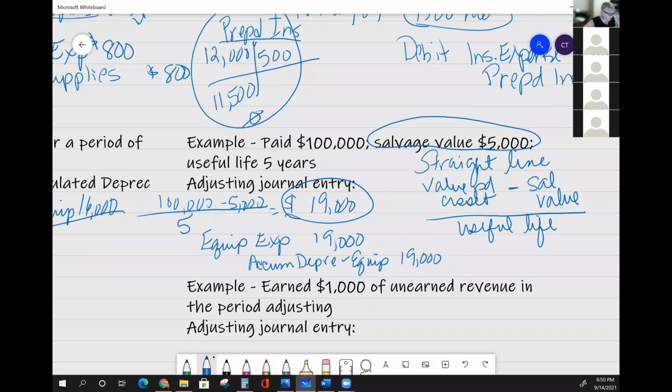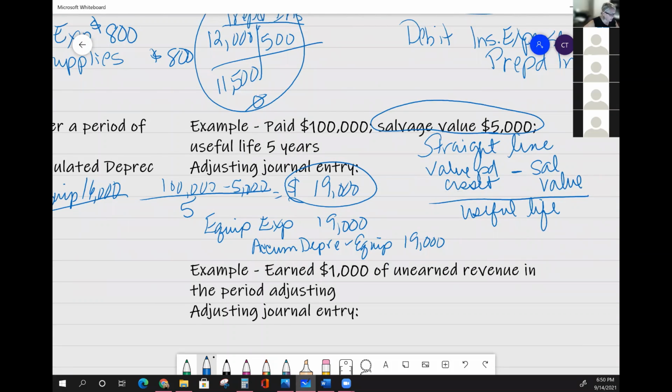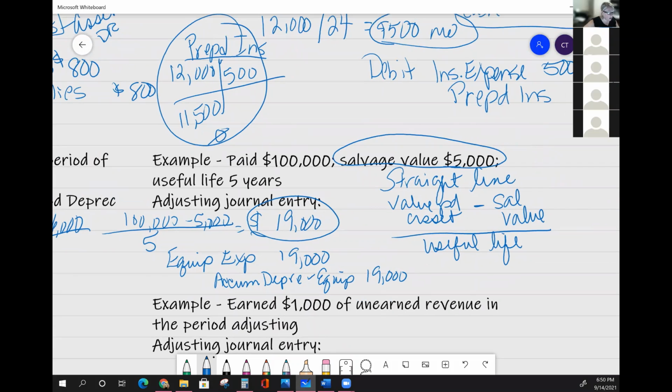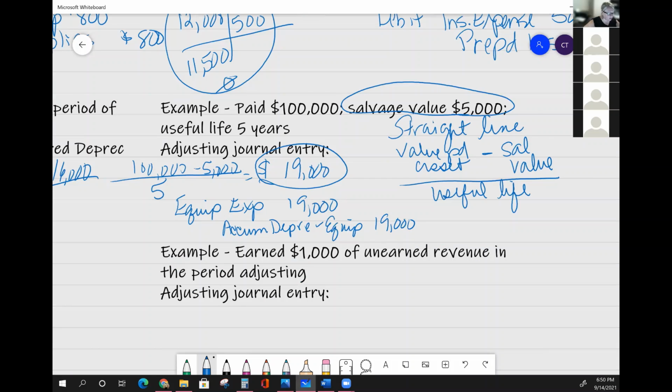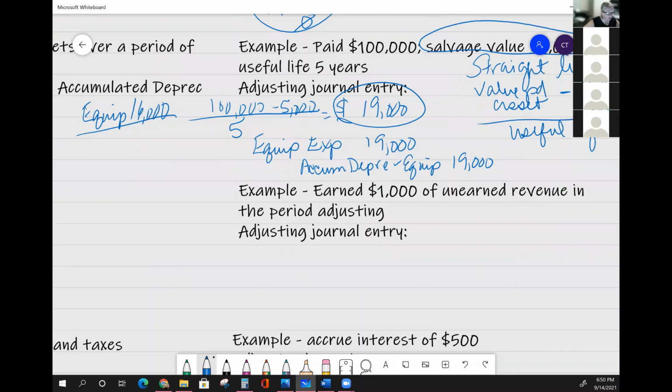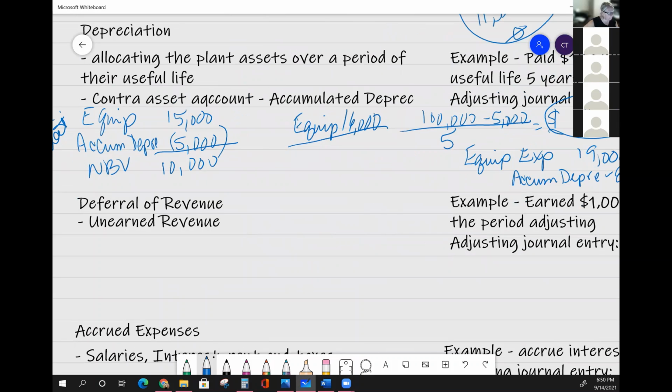Okay, so that is the only method we're going to learn for tonight. Just remember, when you're calculating this, that you're taking the amount that you paid, the value of the asset, you're deducting your salvage value, and then you divide it by the useful life. That's what you're going to expense for your period that you're going to expense it for.